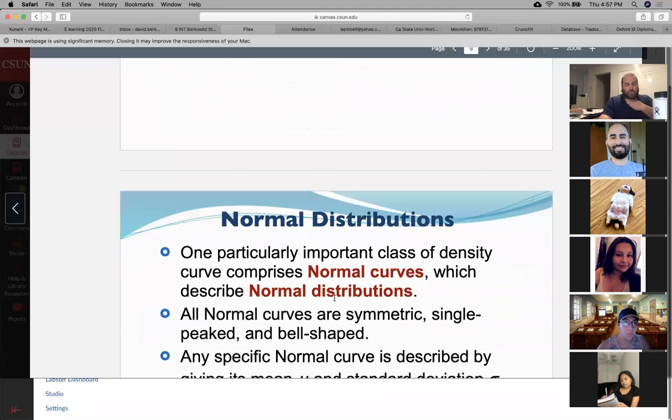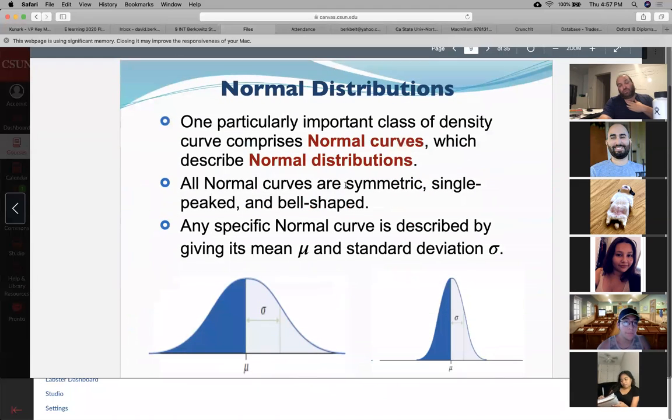And out of all density curves, normal is the most important. It's symmetric, single peaked, bell-shaped, and mu is the center, and sigma goes from the center to what's called the inflection point, where the graph changes from being kind of like a hill and becomes more like a bowl. If you give me mu and sigma, you have completely described the normal curve.